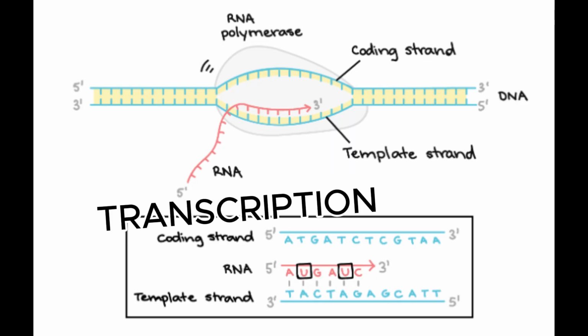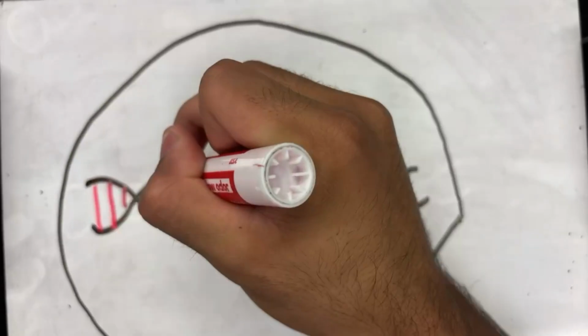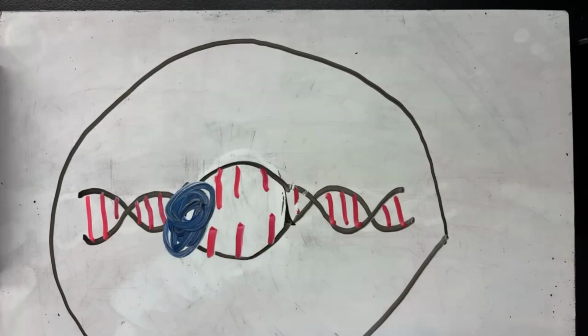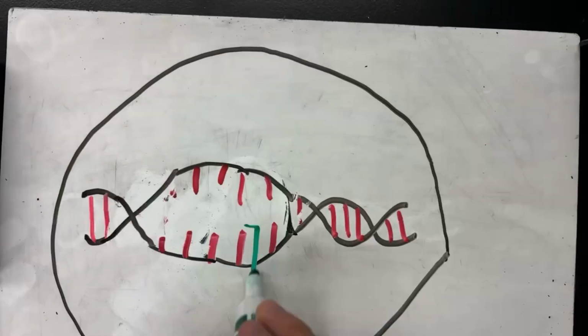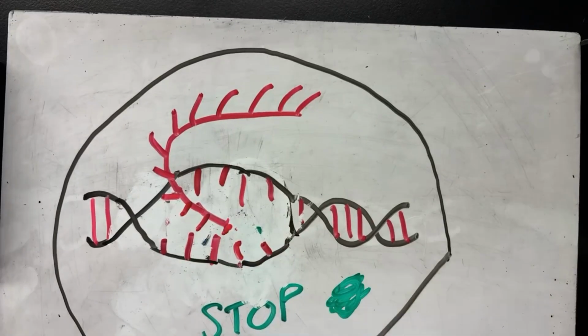The steps of transcription. First, the enzymes RNA polymerase and helicase attach to the DNA and begin to tell it to unwind. Second, as the RNA polymerase moves down the DNA strand, it reads and builds the RNA strand corresponding to the base pairing of nitrogenous bases.